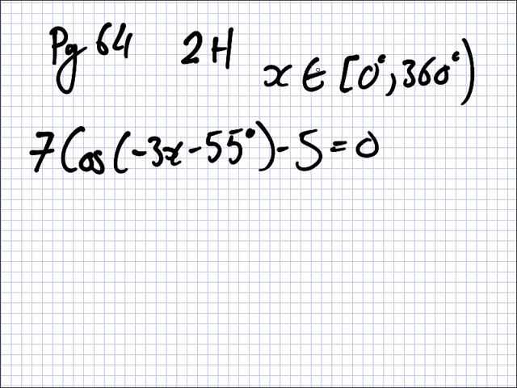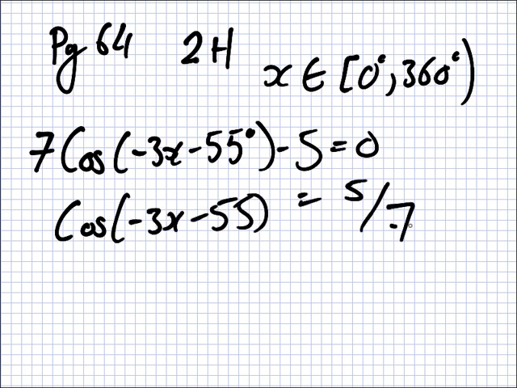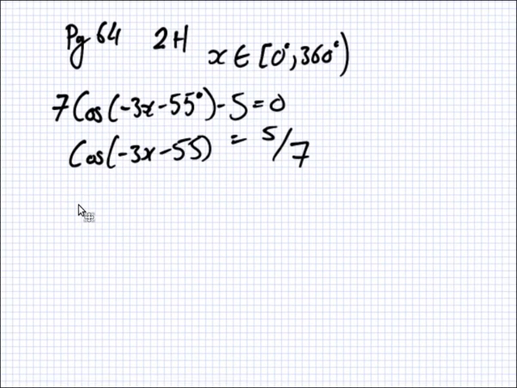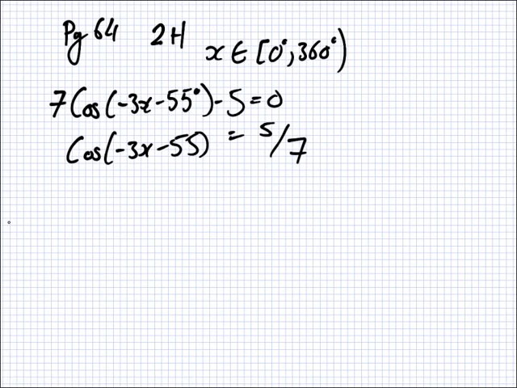Right, you got your calculator. So the first thing, we'll rearrange this. So minus 3x minus 55 equals 5 over 7. Right, so can you cos inverse in degrees, what do you get? It's going to be 44.4. And the second answer for cos is 360 minus the first answer. What do you get? 315.6.